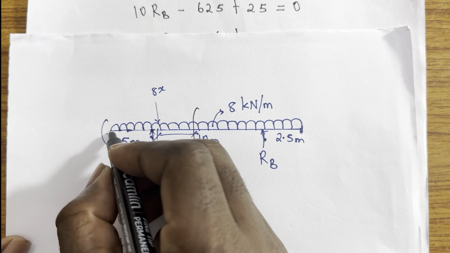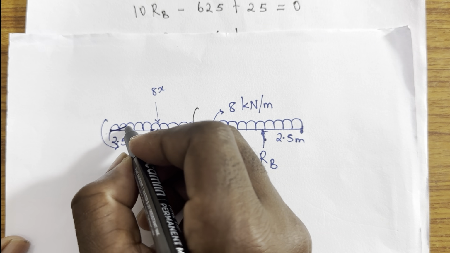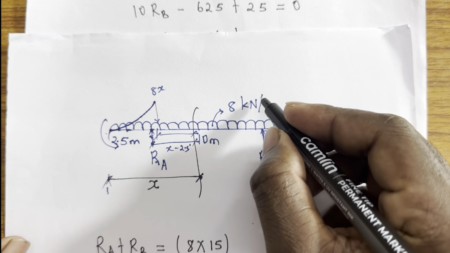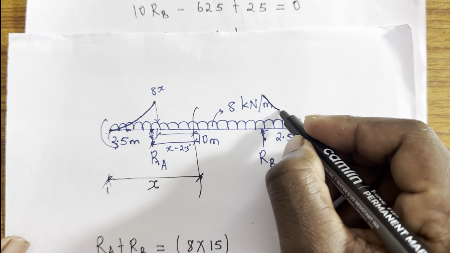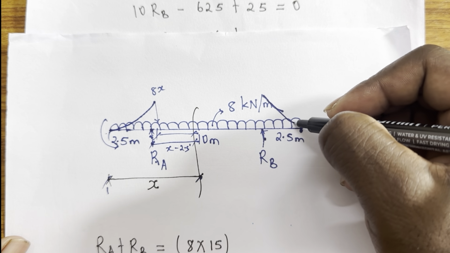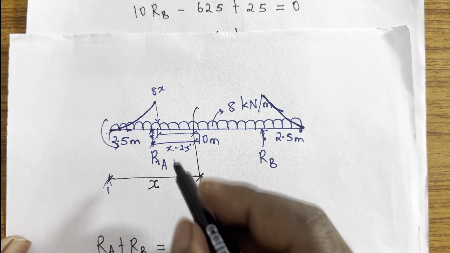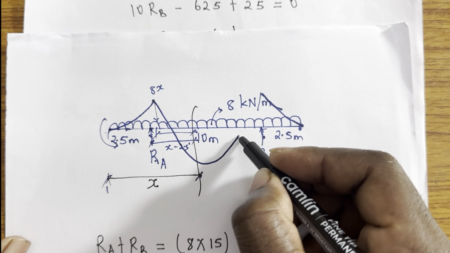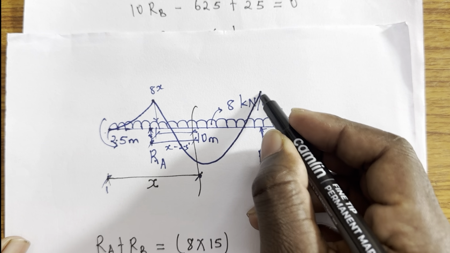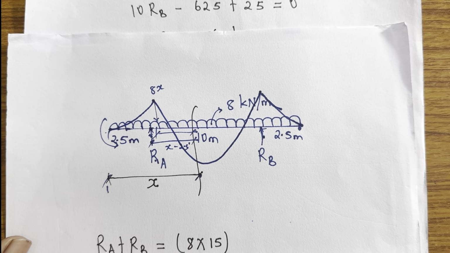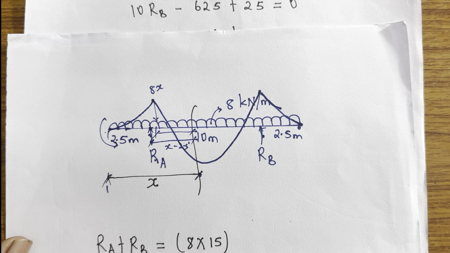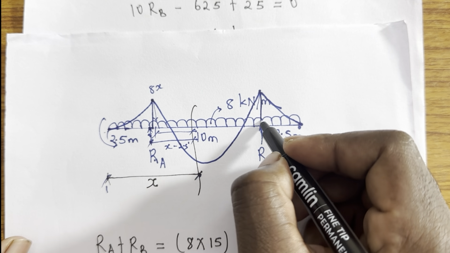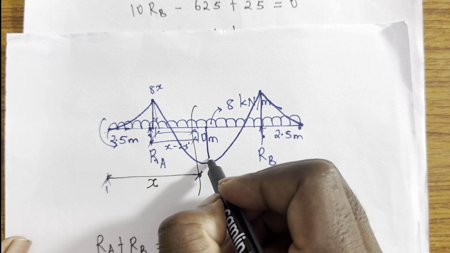Because what do you have? From here, you have a UDL. It's going to rise up like this. Okay? And then the same on this side. That means on this side it is also going to rise, go like that. Then it's going to come down. Yes. This is going to be your bending moment diagram, of which we have found the value at this point, we have found the value at this point, then we have also found the maximum moment.